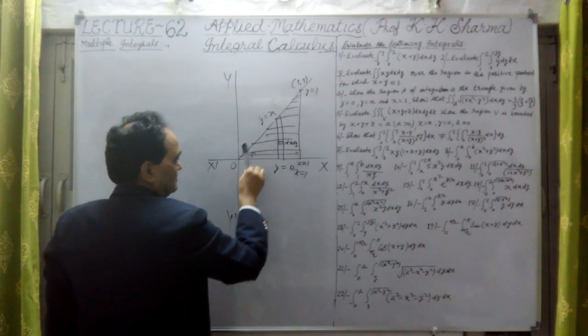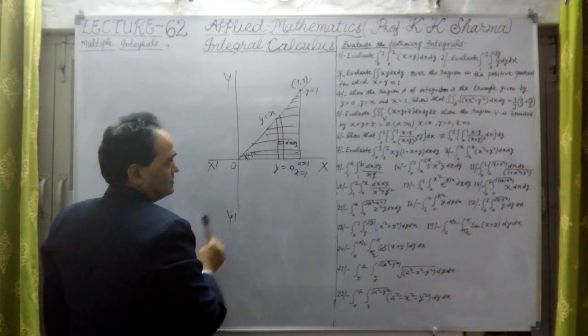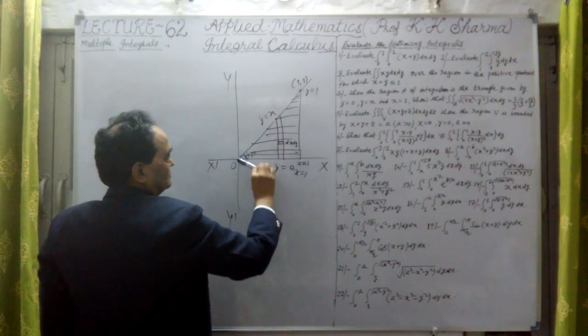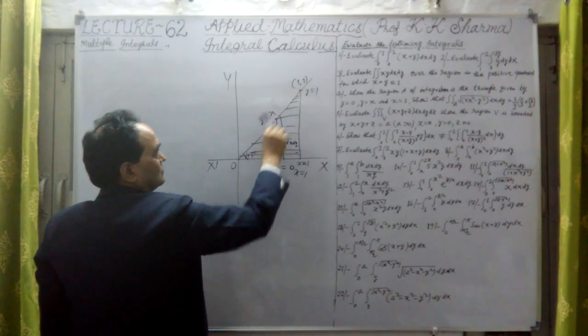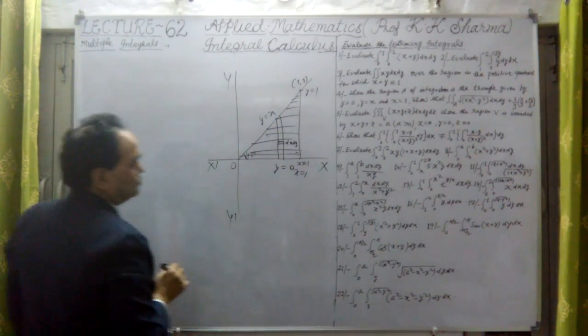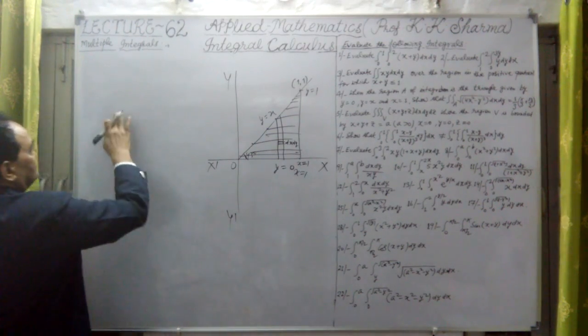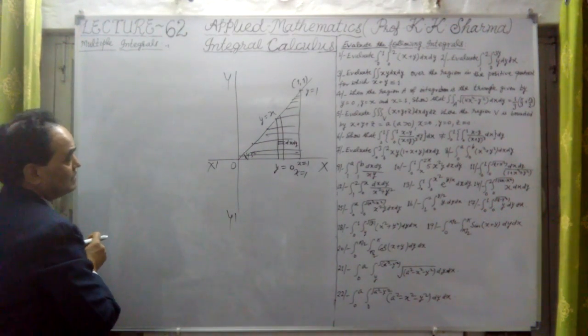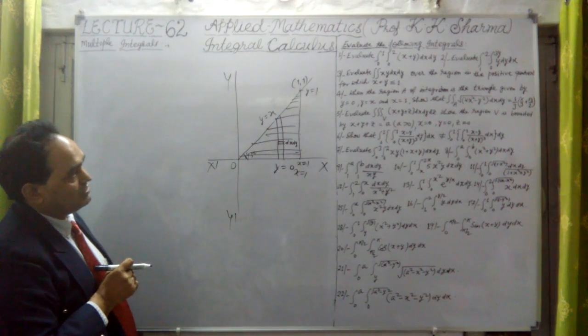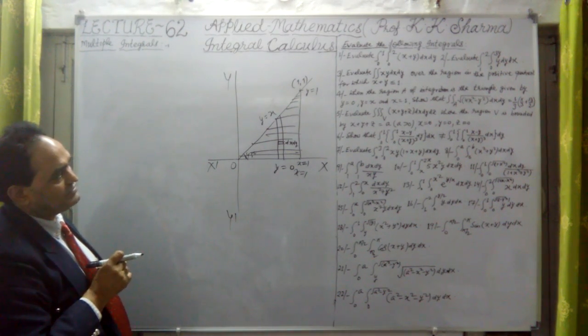This strip goes from 0 to 1 for the x-axis, and for the y-axis it also goes from 0 at the bottom to y equal to 1. Now let me see what the answer of this question is, which we have to prove.